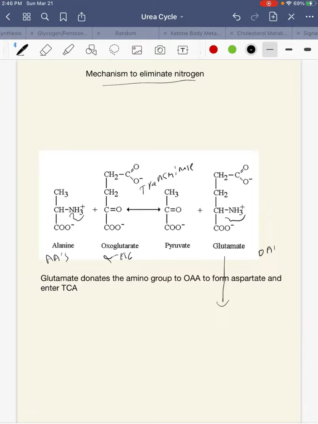another transaminase reaction. Aspartate. We make alpha-ketoglutarate. So this happens in the liver. Once we take glutamate, we take oxaloacetate. We convert it to aspartate, so this can enter the mitochondria and then be used in TCA using the malate aspartate shuttle.